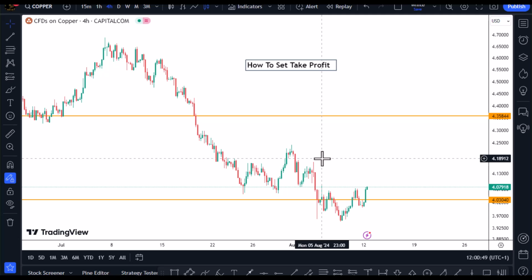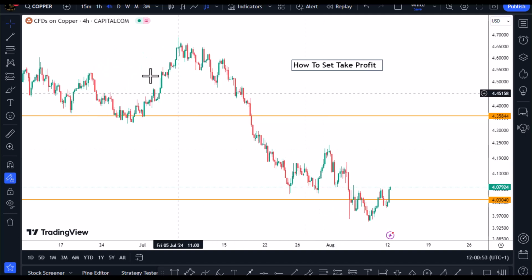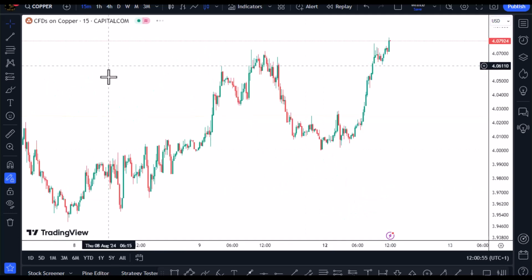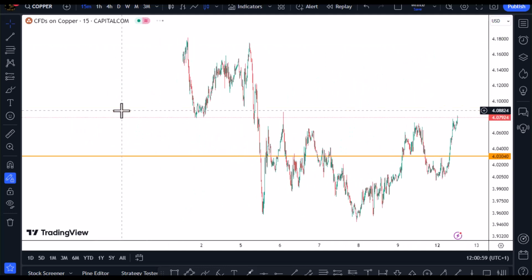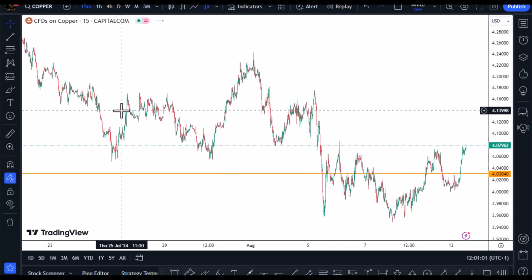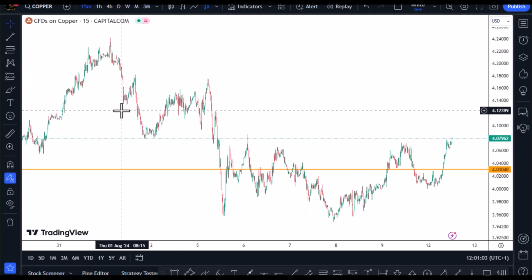Now, first, as a scalper, you tend to trade on the 15-minute, 5-minute chart. Unfortunately, I do not have the 5-minute chart on this price chart right here. So if you are that trader who is a scalper, you want to be trading on the 1-minute chart, the 5-minute chart, and the 15-minute chart.